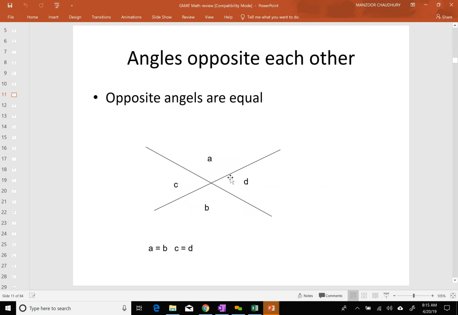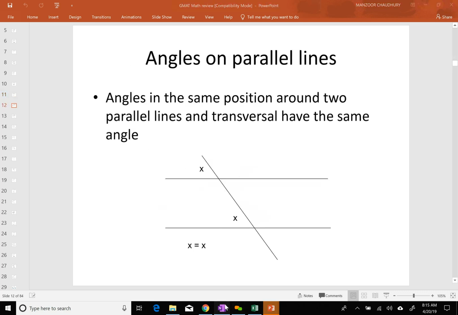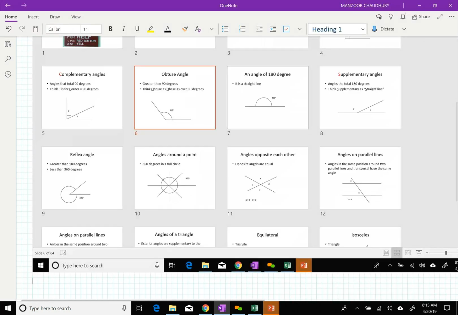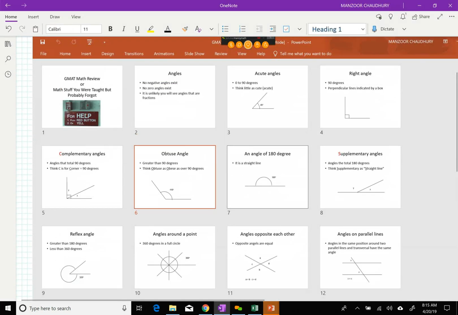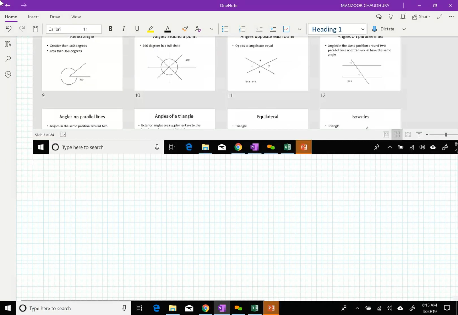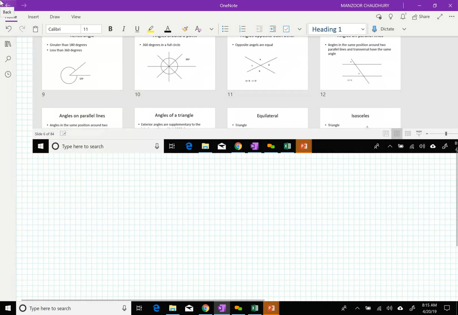And for angles A, B, C, D: angle A and angle B are equal. They're opposite angles, called vertical angles. Angle C and angle D are equal too. Are there any conditions for that? They're just always equal if they cross like that? Yes. I'll show you the reasoning.